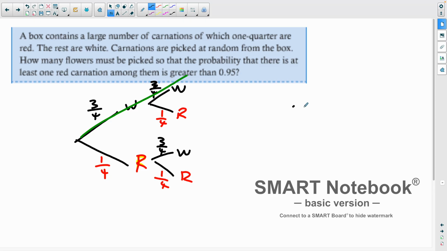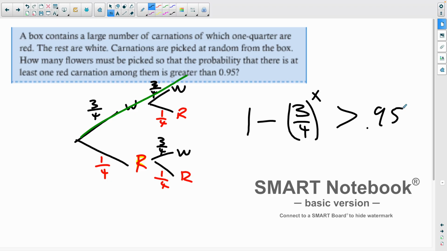Now here's the thing. What I don't want is 3/4 to some x power. So this would be 3/4 to the 1 because I picked one flower. That would be 3/4 to the second power because I picked 2 flowers. Keep on going. This is the piece that I don't want. So I'm going to go 1 minus that piece right there. That's going to give me the probability that I want, and this probability has to be greater than 0.95.